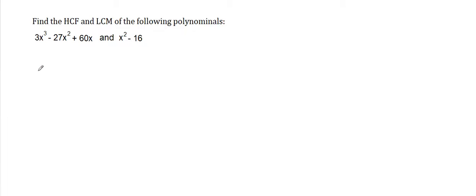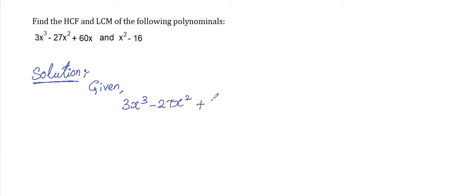Let's solve the question which I have written on the whiteboard. Two polynomials are given. We need to find the HCF and LCM. The given polynomials are 3x cubed minus 27x square plus 60x, and the second polynomial is x square minus 16.